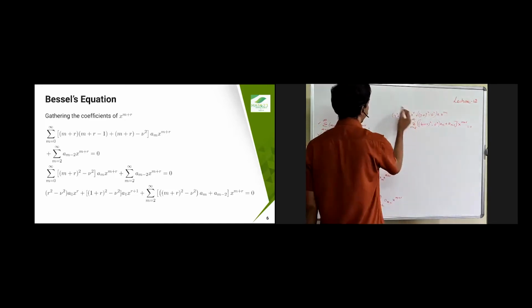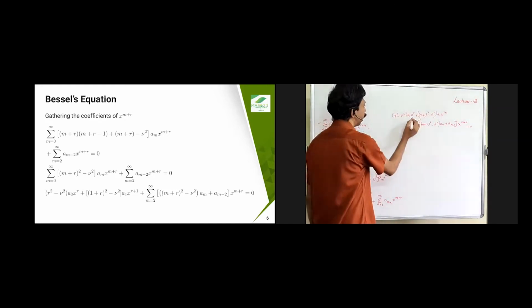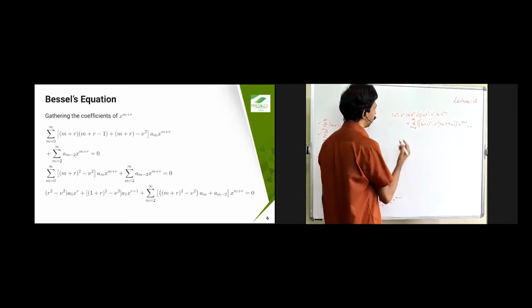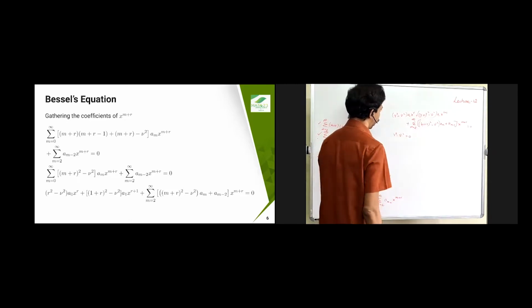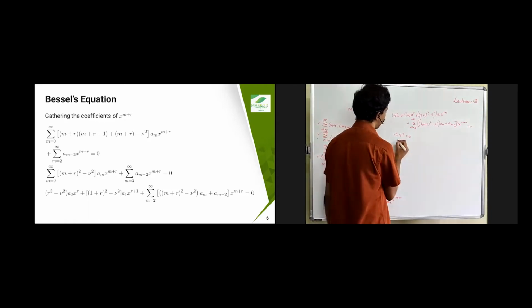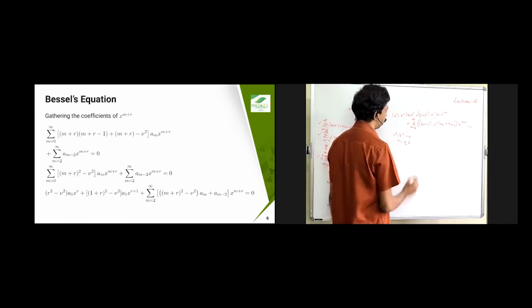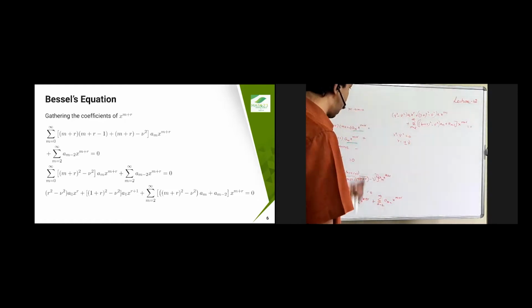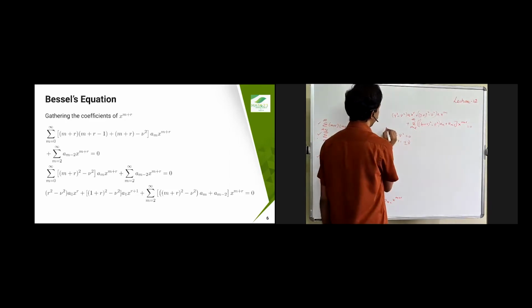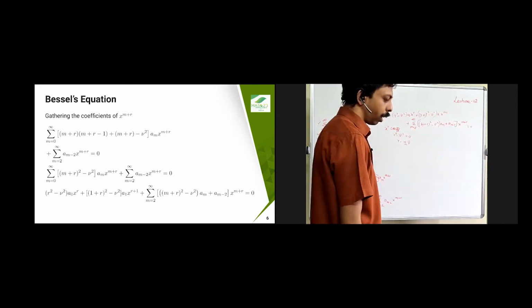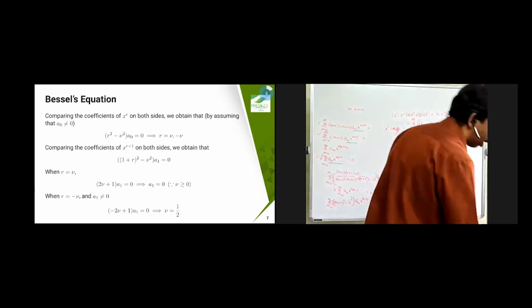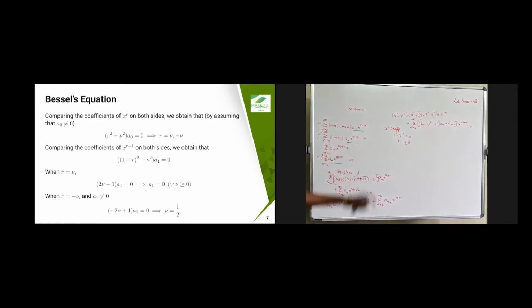So now let us take this one, the x power r coefficient. If I compare the x power r coefficients on the right hand side, then I have r square minus u square equal to 0. Therefore, there are two possibilities: r equal to plus u or minus u. So there are two cases: r equal to plus u or minus u. This is for the x power r coefficient.